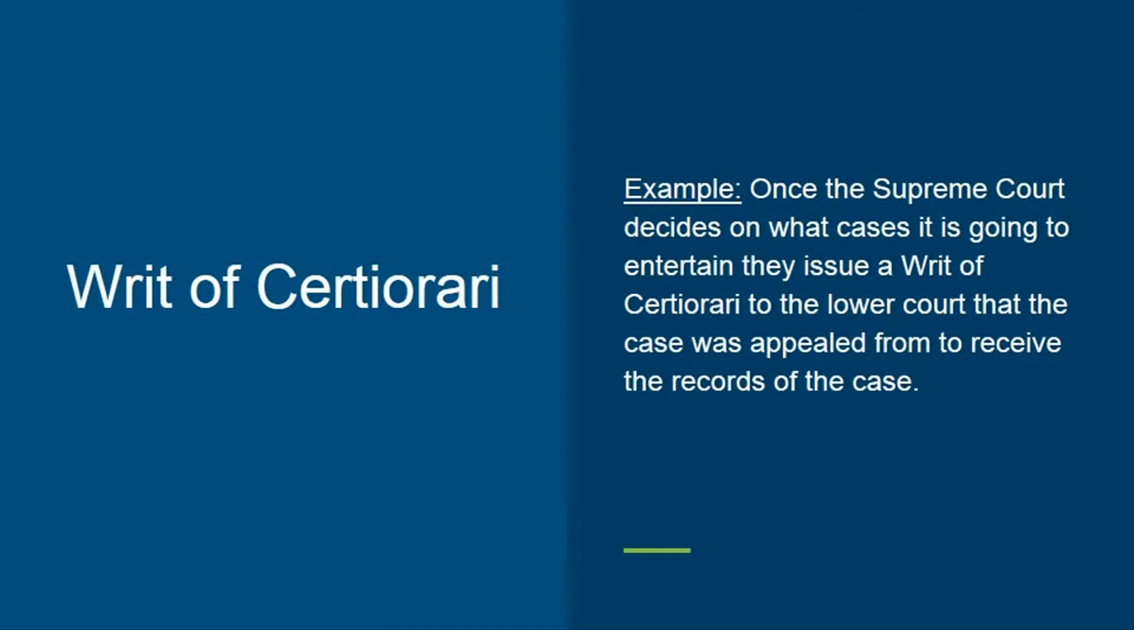The number of writs of certiorari coming from the Supreme Court is relatively low, because out of the thousands of appeals the Supreme Court receives and reviews, they only entertain about 1% of them. The Supreme Court is only concerned with cases that involve violating someone's constitutional rights.